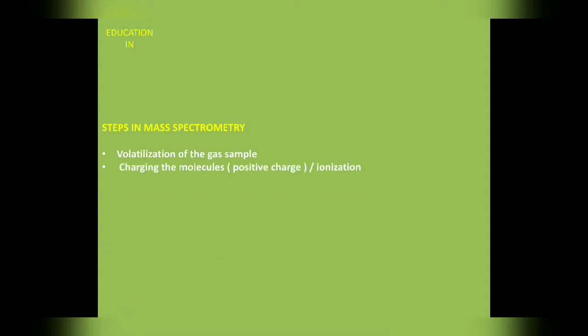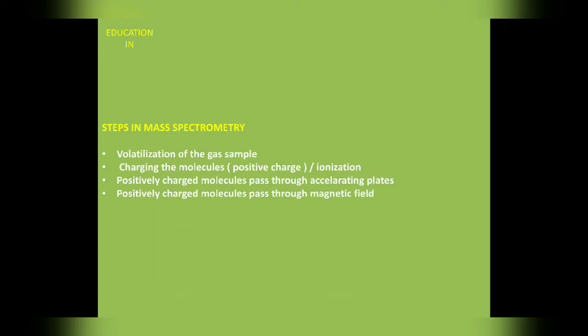Steps in mass spectrometer. There are various steps involved in mass spectrometer. First is volatilization of the gas sample. Second is the charging of the molecules, give them positive charge. It is also called ionization. Third one is positively charged molecules pass through the accelerating plates which are connected to an electric field. Number 4 is positively charged molecules pass through magnetic field, the most important chamber of the mass spectrometer which separates isotopes. Number 5 is masses of different isotopes are evaluated and graph is plotted.